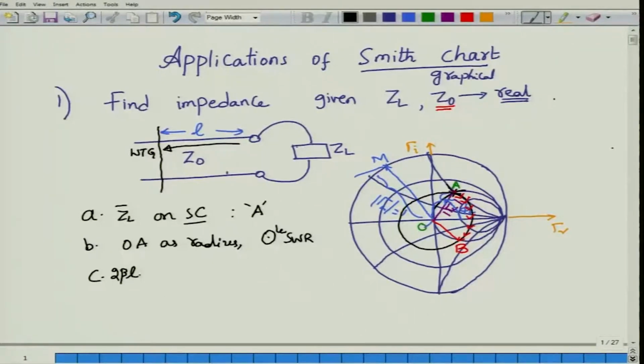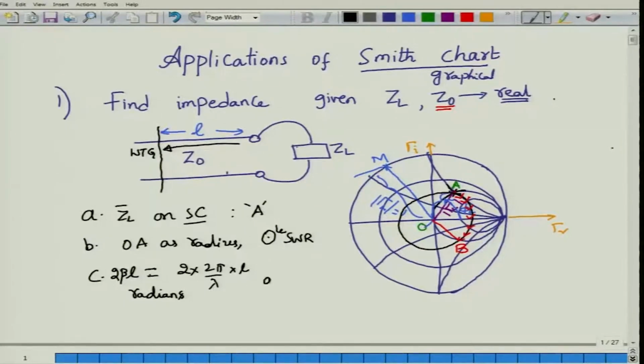How do you find out beta? Beta is already given to you. So, 2 into 2 pi by lambda into L. Please note that this is in radians. If you want, you can convert this radian value in degrees as well, in which case you will be moving 2 into 360 degrees into L by lambda. It's just the way of whether you measure things in radians or degrees that matters. So, you are moving 2 into 2 pi by lambda into L radians along clockwise.